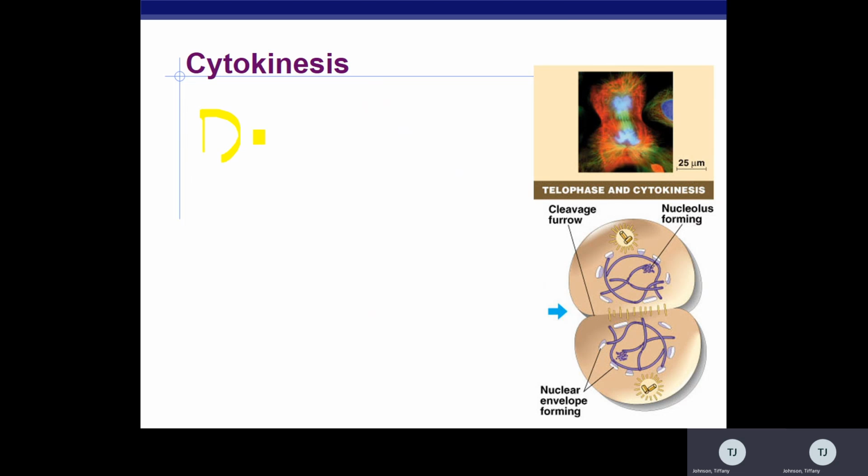So it is the division of the cytoplasm. So cytokinesis is just the division of the cytoplasm. Let me put an S there. Division of the cytoplasm. So it's division of the cytoplasm. That's all it is.